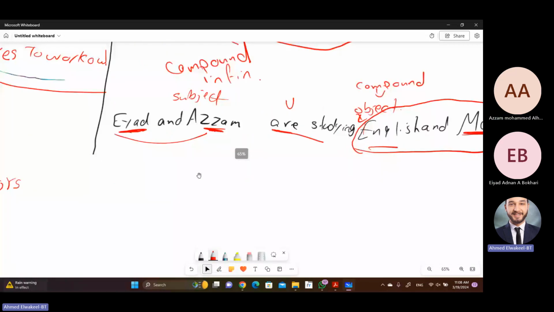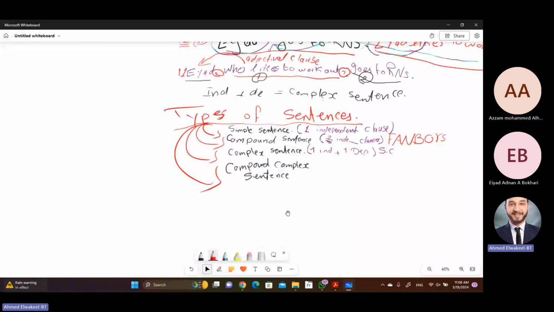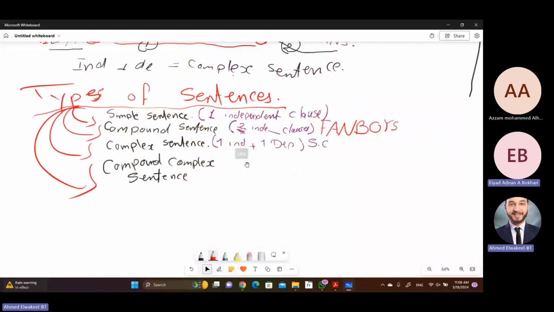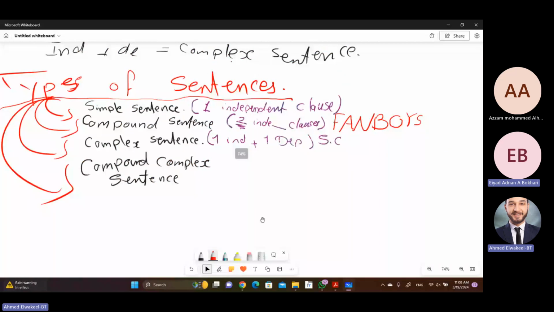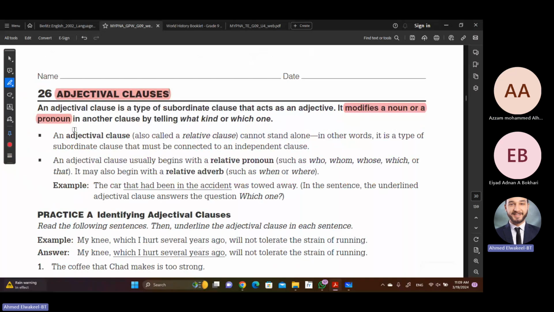So the compound complex finally is what? Well, let's say two independent but exactly compound, subordinating: two independent plus one or more dependent. Simply, from the name itself, a compound is two independent, complex is one independent and one dependent. Consequently, you have two independent and one dependent. Okay? These are the types of sentences, and supposedly you have already studied them before. So back to our topic.